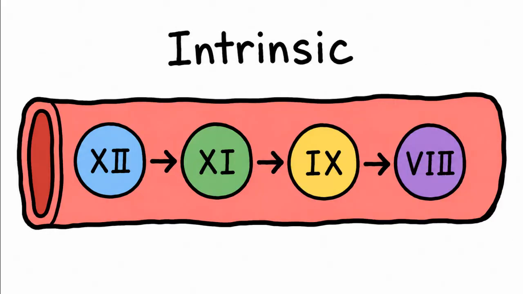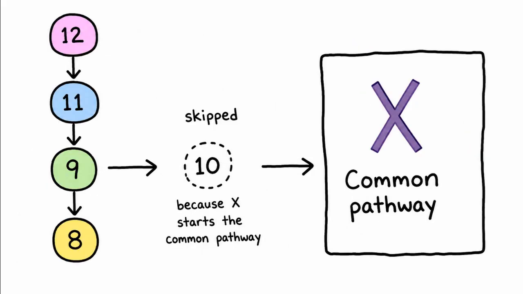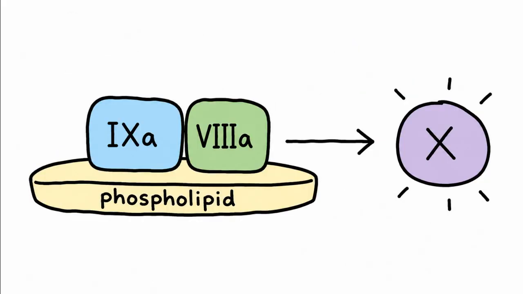The intrinsic pathway uses factors 12, 11, 9, and 8. One useful mnemonic is 12, 11, 9, 8, count down and skip 10. Factor 10 is skipped because it marks the beginning of the common pathway. Activated factor 9 combines with activated factor 8 on a phospholipid surface to activate factor 10.